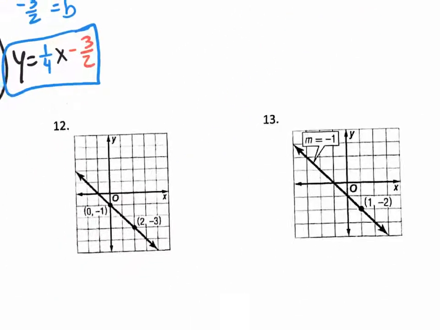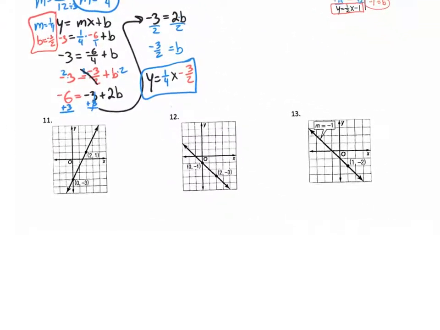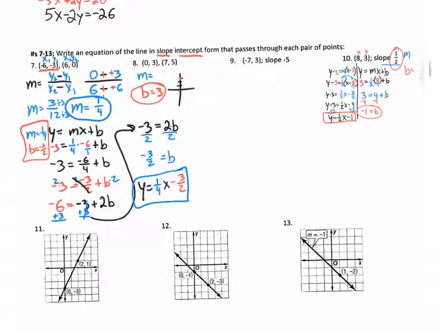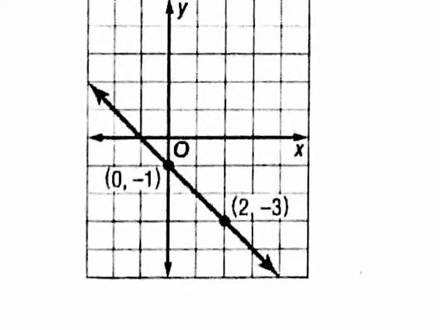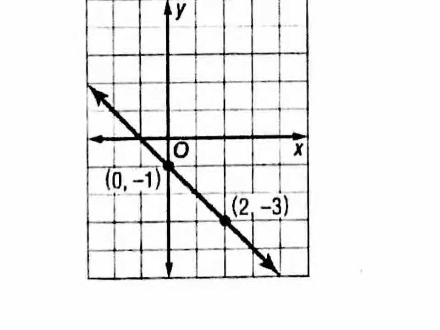Down here, these are really easy equations. I'm only going to do one of them. They want you to write it in slope-intercept form, y equals mx plus b. So all you have to do is identify the m and identify the b, and then you could write it in y equals mx plus b form.